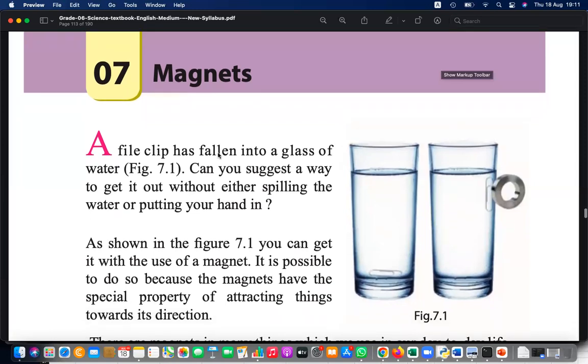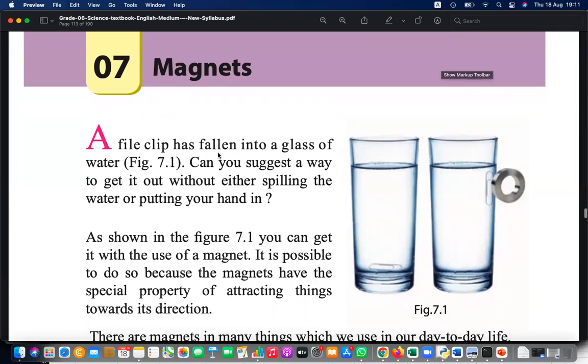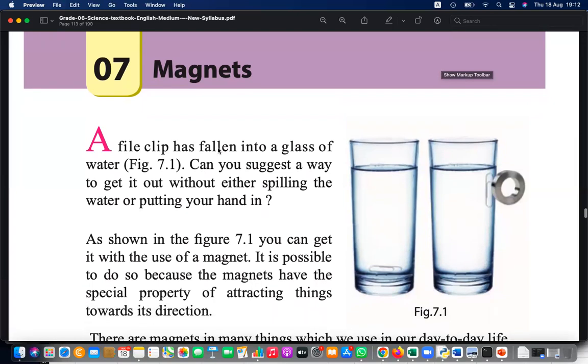Okay, let's explore magnetism and magnets in this lesson. Here you can see in figure 7.1, this ring magnet is used to attract the magnetic element. This is a file clip. The ring magnet attracts that, and you can move the file clip up. When the file clip falls into the water, it will sink. The reason is the density of this is high, therefore it will move down.